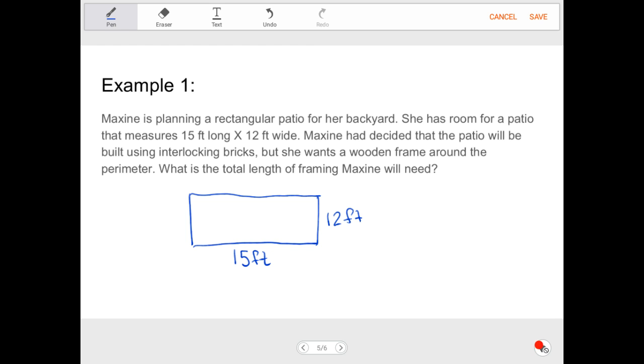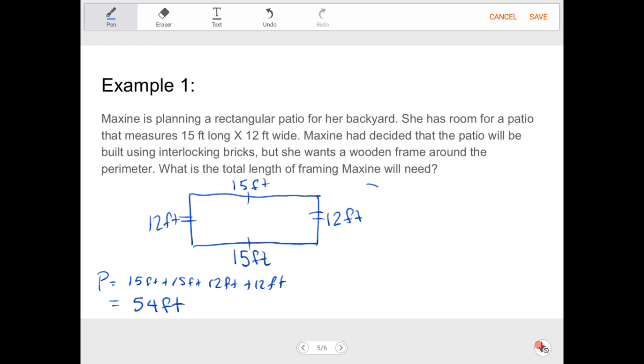Obviously you don't have to draw this, but if this side is 15 feet, well, this side is 15 feet. And if this side is 12 feet, then this side must be 12 feet. There's two ways that you could do this. The first way is just add your sides. So you could just go 15 feet plus 15 feet plus 12 feet plus 12 feet. No big deal. So 30, 42, and that's 54 feet.